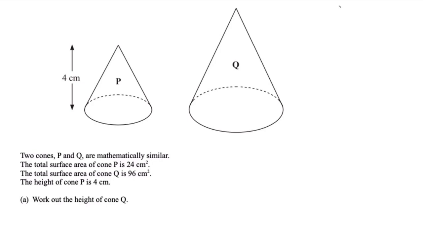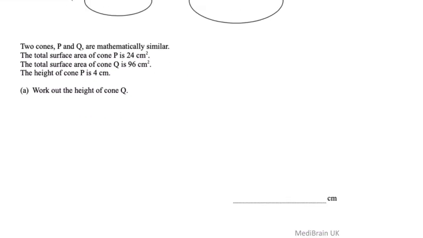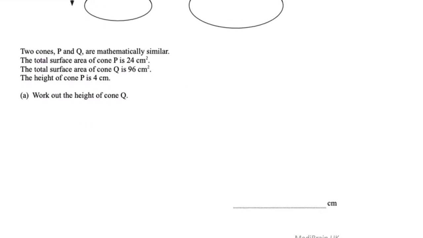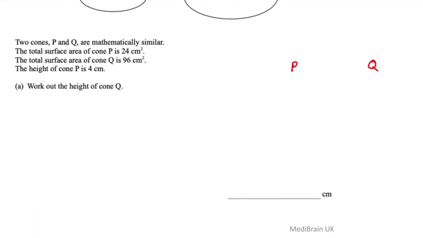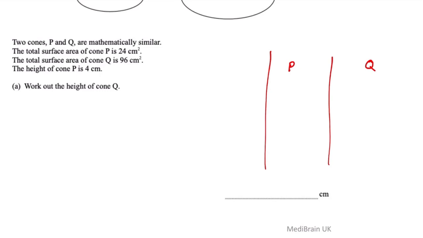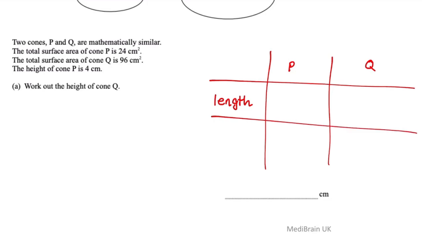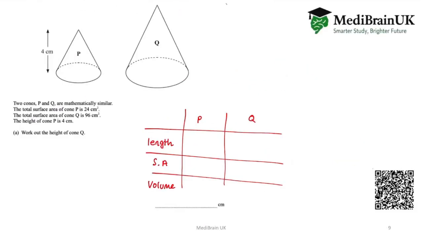Okay, so working on the height of the cone. Again, we're going to draw out our table. So we have P, and then we have Q. Then we're going to draw out our columns: we're going to have length, surface area, and then volume. Okay, so we've drawn out our table.